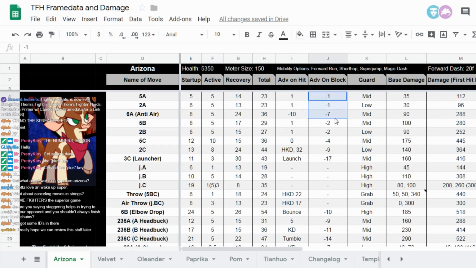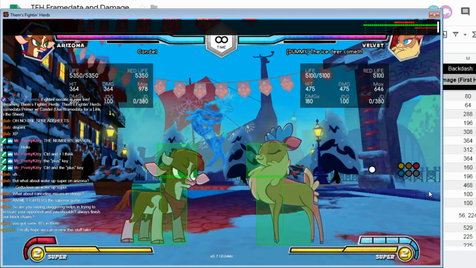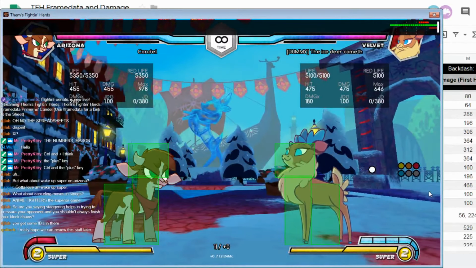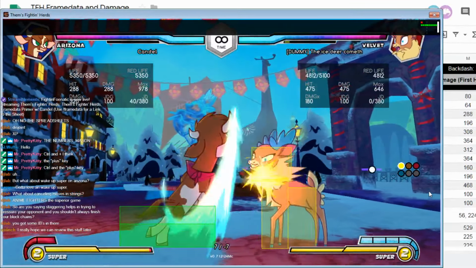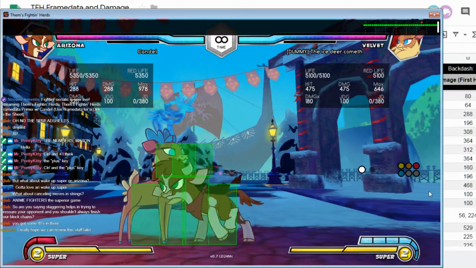So a lot of these normals can actually become plus on block if you use them like that, because they all have a lot of active frames. So you could actually take, let's say, Oleander's jab that's -2, and actually make it +2 if you time it correctly. Or if you hit it from far away, like while you're dashing forward, and you hit with the later active frames, because, you know, you have 10 active frames. If you hit with the 10th active frame, or if you hit with the 5th active frame, it won't be as bad for you. That's just a little side note.